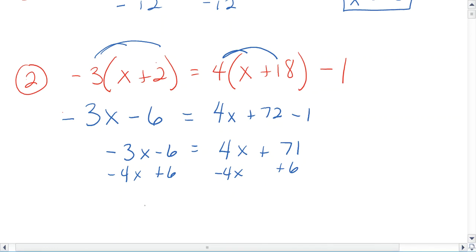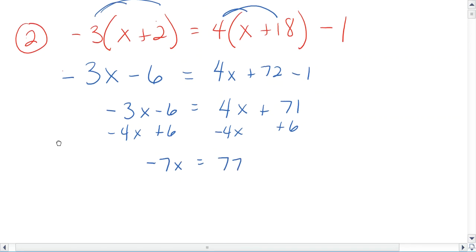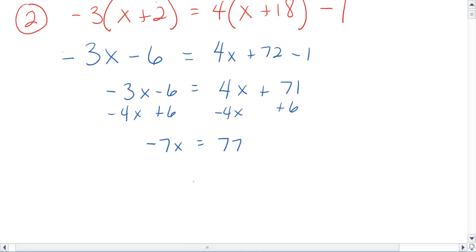So I end up with negative 7x equals 77. And then the last step is to divide both sides by this negative 7. And we get x equals negative 11. So like I said, I hope you're looking at this as totally boring. I got that, ready for something more challenging.